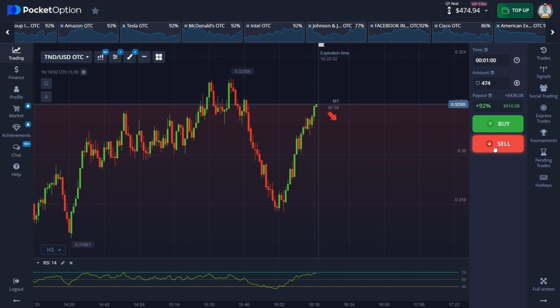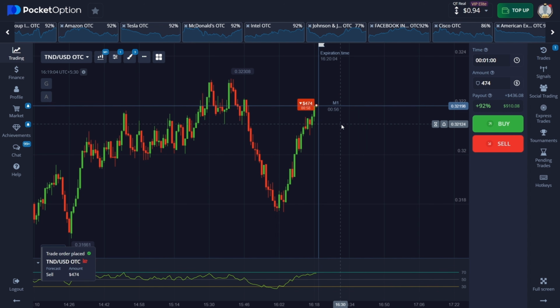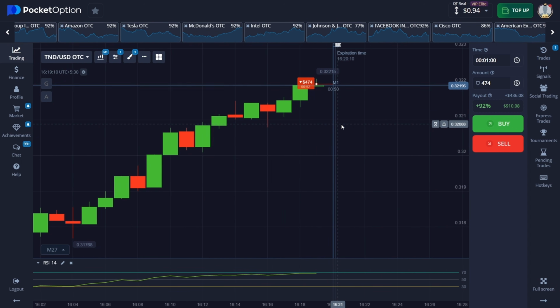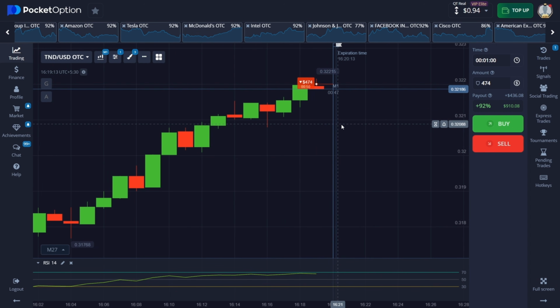I found a trade on the currency pair TND-USD OTC for a downside move. As you can see, the candle had already touched the RSI level of 70. Then it took a reversal, and the green candle closed near the RSI level of 70. That's why I took this trade for the downside move.